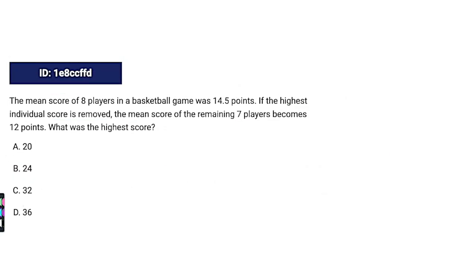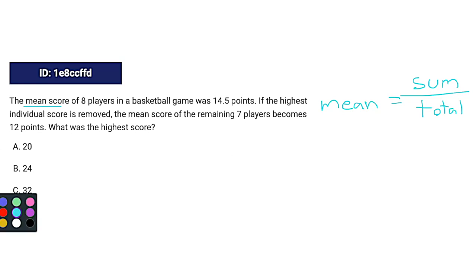All right, so here we have a question about mean, and we want to probably start with the formula for mean, which is sum divided by total. The sum is the sum of all values, and the total is the total number of values. So what would this look like if we plugged it in with the information we have?